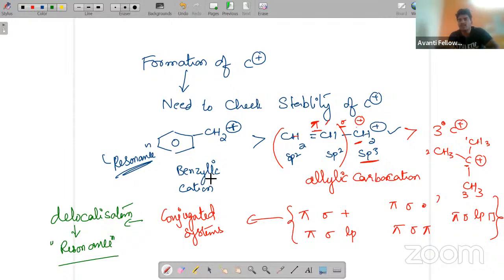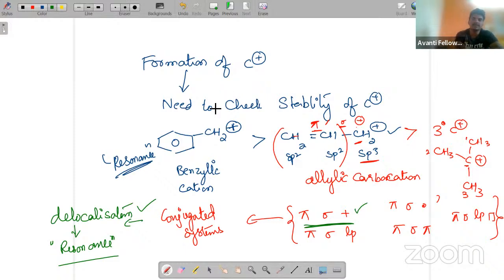So an allylic carbocation is more stable because of delocalization. That is, this is a conjugated system. So allylic carbocation is a conjugated system, and that is why the positive charge is delocalized. I hope you guys are clear.